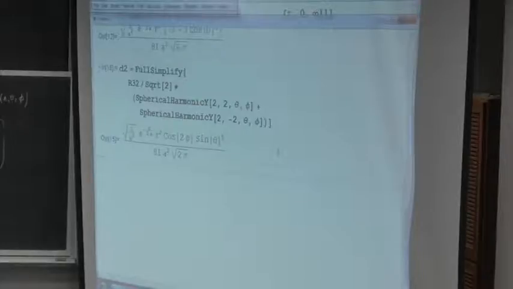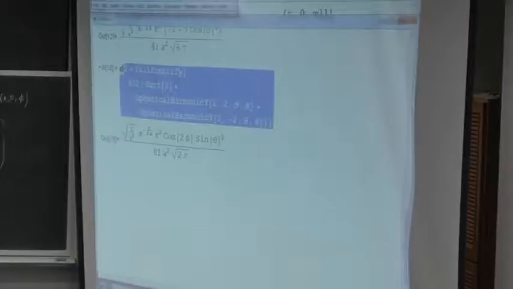It's going to be an eigenstate of the Hamiltonian. If you make the potential act on this function, you'll get the same function back again. Okay? I've defined D2, the second orbital. Now I can define D3. All of these are d orbitals.